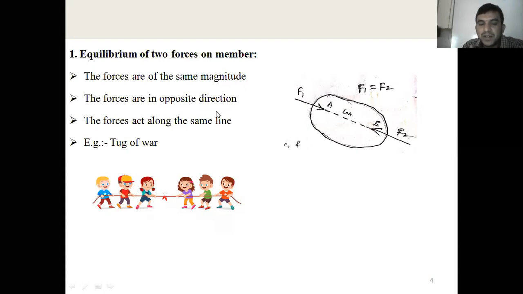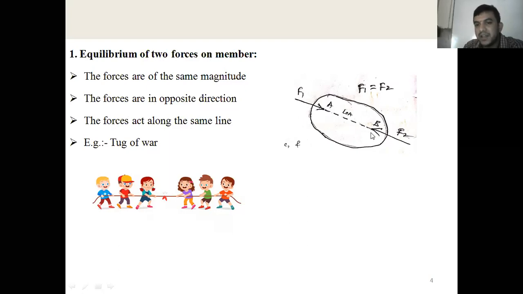Now, in which direction are you applying your load here? Those two forces should be opposite in nature. F1 is acting towards the body, F2 is also acting towards the body. Those two forces should act in opposite directions. And the third condition is the line of action, where the forces are acting. The forces act along the same line. F1 is acting along this line, F2 is also acting along this line.